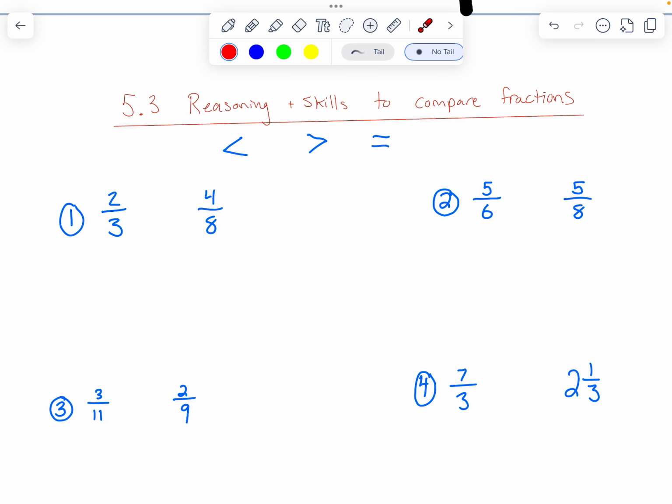Okay guys, so today we're going to do 5.3. We're going to use reasoning and some skills to compare fractions. So we're going to decide if this side's greater or this side's greater or if they are the same. Here's 4 problems for you to try, but it's more than just putting one of those symbols in. It's about being very confident about which one's larger.